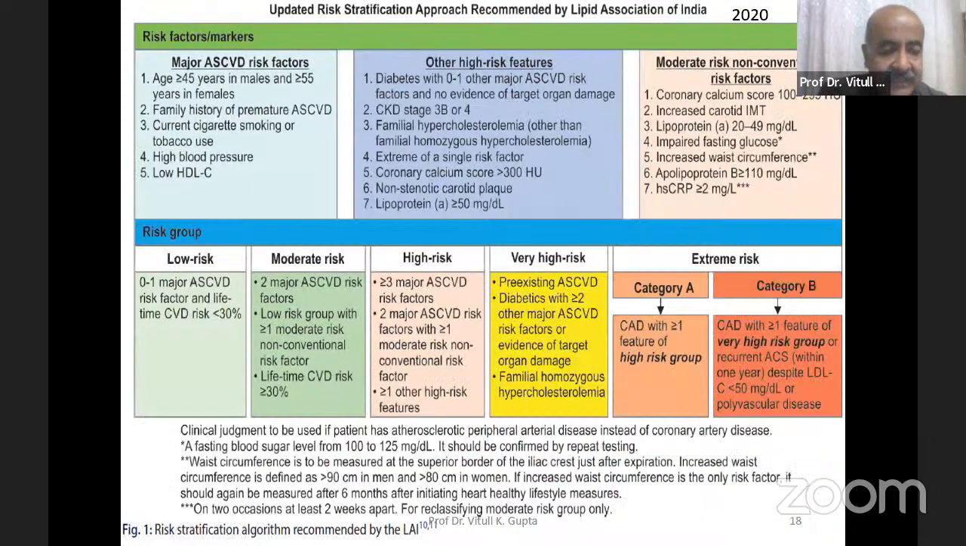Now we are considering the risk groups as low risk, moderate risk, high risk, and very high risk, as we were previously considering. But now LAI has added an extreme risk group, that is category A and category B. These risk groups are really important, as we will discuss in future slides, because the statin therapy or lipid lowering management goals are different for the extreme risk group, that is category A and category B. So this risk stratification is important to modulate or personalize the risk assessment when considering lipid lowering management.